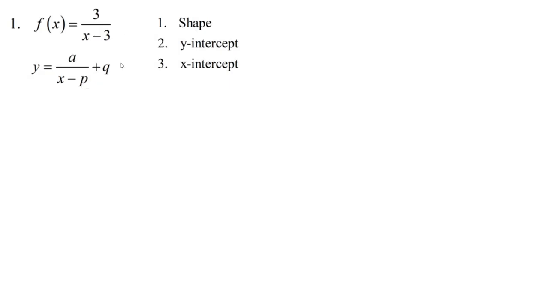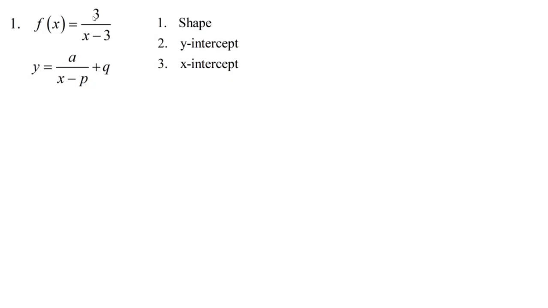Well, there's nothing here, but that q is very important. You could write plus 0, and it actually might help you do it. But anyways, here we go. The first thing is the shape. Well, this is a hyperbola, if you figured it out, because x is in the denominator here, like y equals 3 over x minus 3.